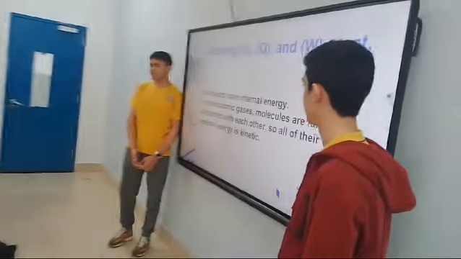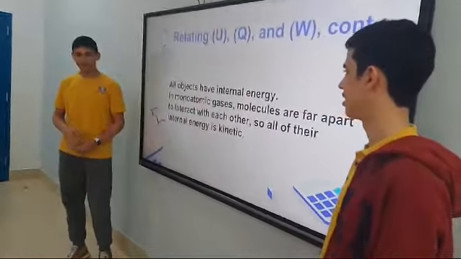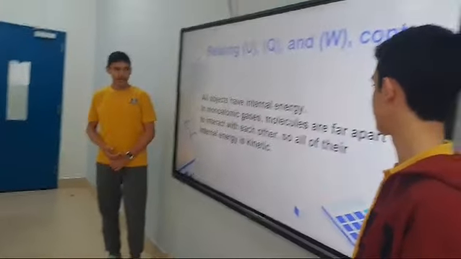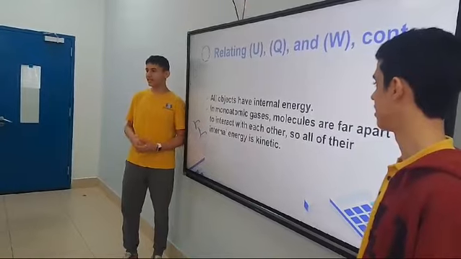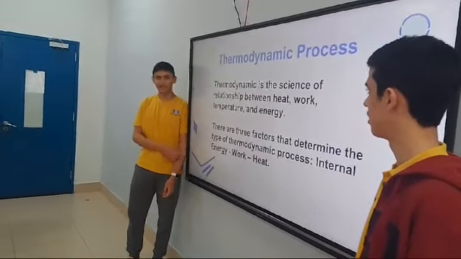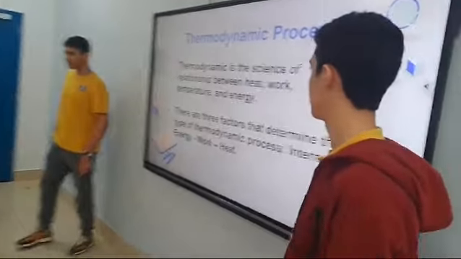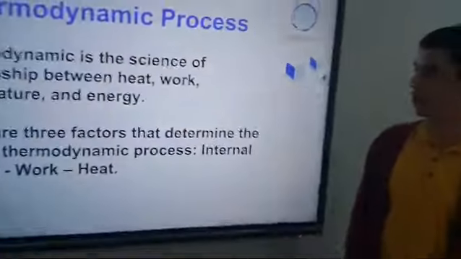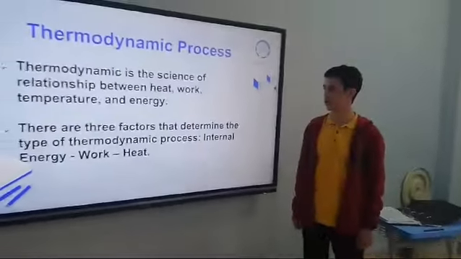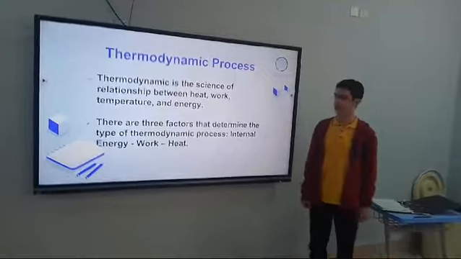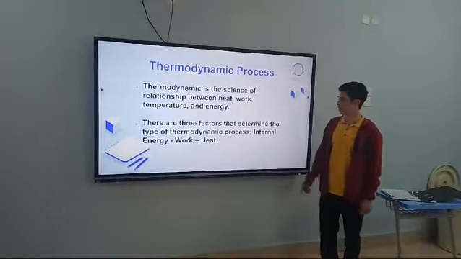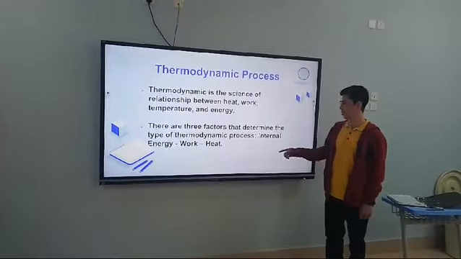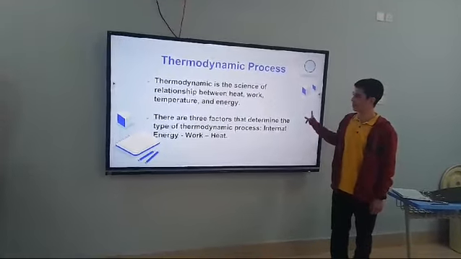And all objects have internal energy, but in monatomic gases, molecules are too far apart to interact with each other. So all of the internal energy is kinetic energy. Okay, thermodynamic processes. Thermodynamics is the science of the relationship between heat, work, temperature, and energy. We have three types of thermodynamic processes that we can see in the next slide. And thermodynamic processes are generally affected by internal energy, work, and heat.